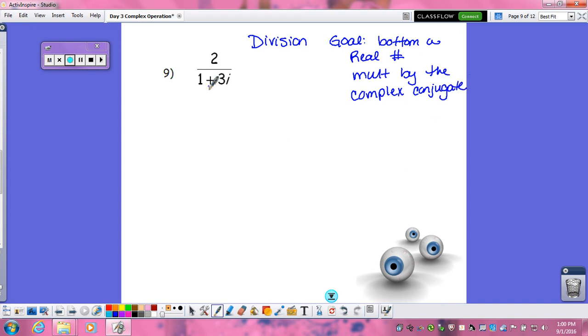So taking a look at number 9, you have a plus there, 1 plus 3i. So the conjugate's going to be 1 minus 3i. It's the opposite sign. So we're going to multiply the numerator and denominator by 1 minus 3i. It may help to put parentheses. So let's go ahead and multiply our numerator. 2 times 1 is 2. 2 times negative 3i is negative 6i.